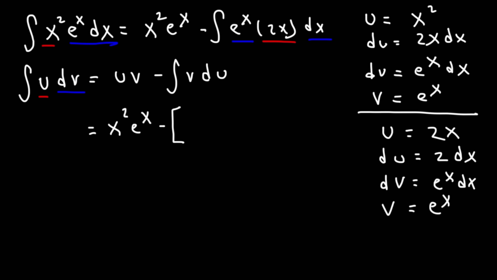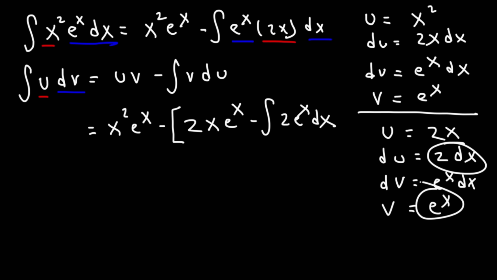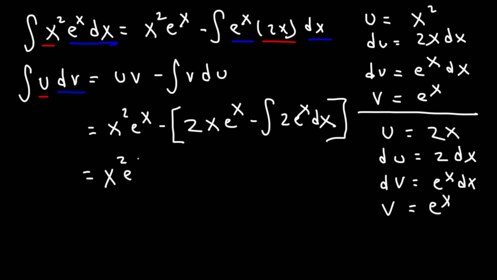So it's uv, so 2x e to the x, and then minus the integral of v du. So that's 2 e to the x dx. We're multiplying those two. Now let's begin by distributing the negative signs. So this is going to be negative 2x e to the x, and then these two negatives will cancel, giving us positive, well, let's take out the 2. So positive 2 integral e to the x dx.